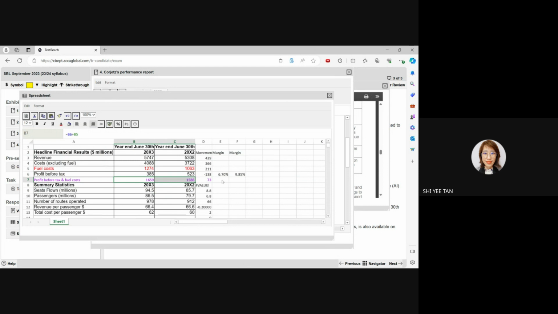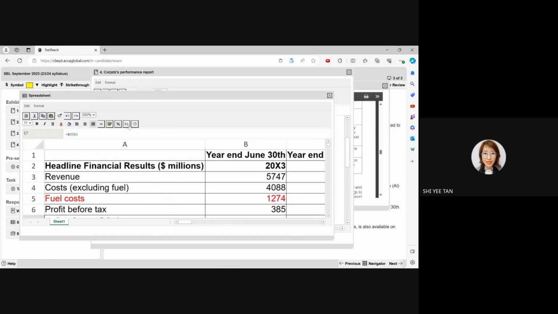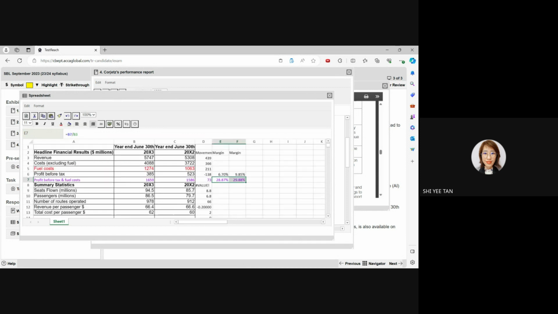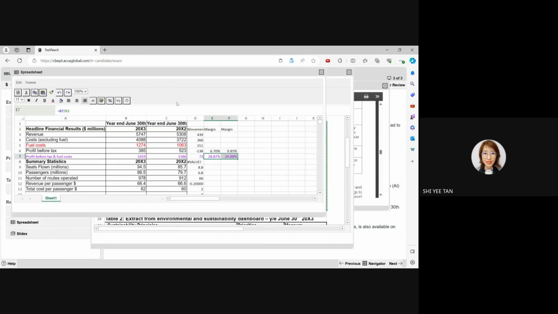Okay. So how is the margin? Margin is this one divide by this. Okay, margin is out. It depends a lot, because your fuel cost is very, very expensive. So you can see that, can I put it larger so that you can see? Oh, too large. Okay, just like this.